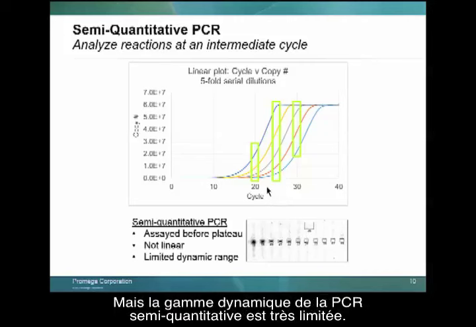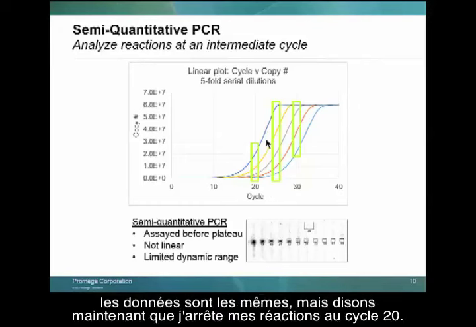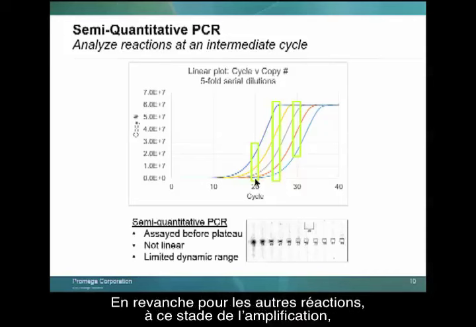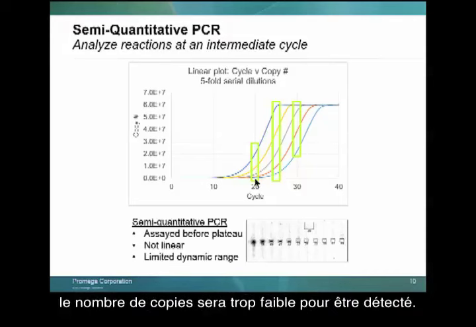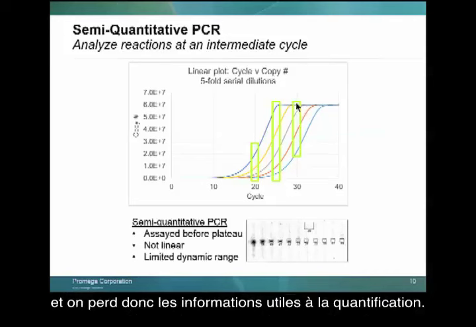Semi-quantitative PCR has a very limited dynamic range, and I can demonstrate this in this figure. So this is the same data, but now let's say I stop my reactions at cycle 20. I will be able to detect some of those reactions within their amplification curve. Others, however, may have too low of amplification, too low of copy number at that stage to detect. If I were to stop all of my reactions at 30 cycles, some of my reactions have already reached plateau. So that's not very useful quantitative information.